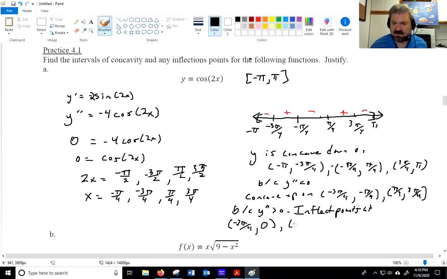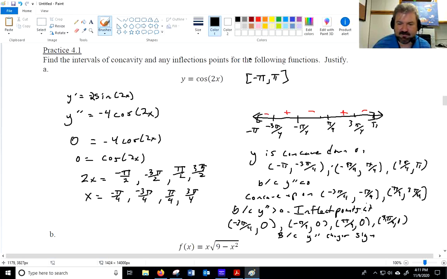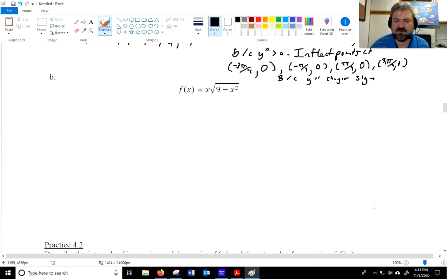And then we have negative pi over 4. So that'd be a negative pi over 2, which is also 0. Then we have pi over 4. And I'm getting a pattern here. That would become pi over 2, which is 0. And this last one will be 0 as well at 3 pi over 4, comma 0. And I'm running out of room, but the reason is because y double prime changes sign. Okay, let's take a look at the next one.